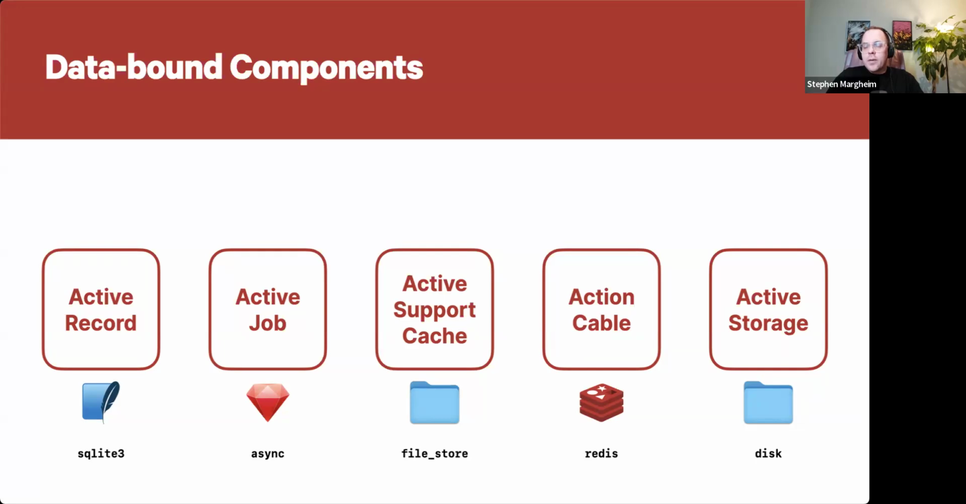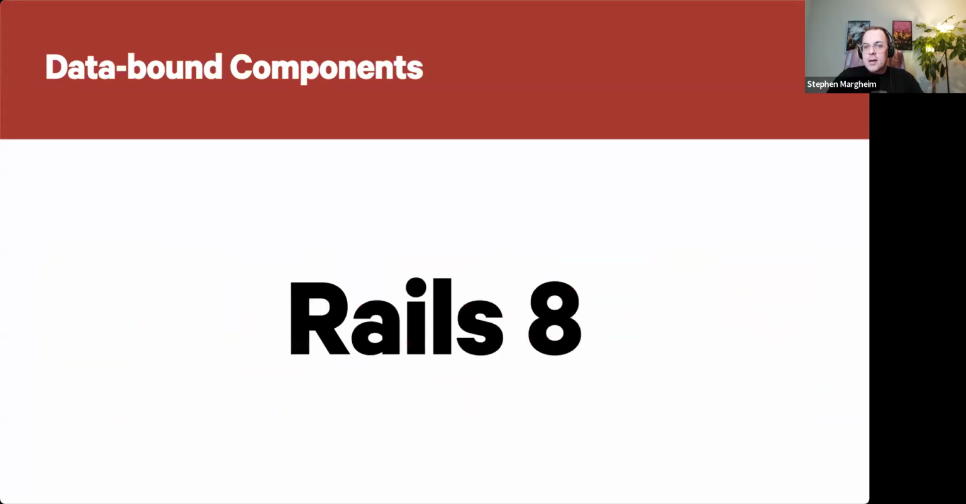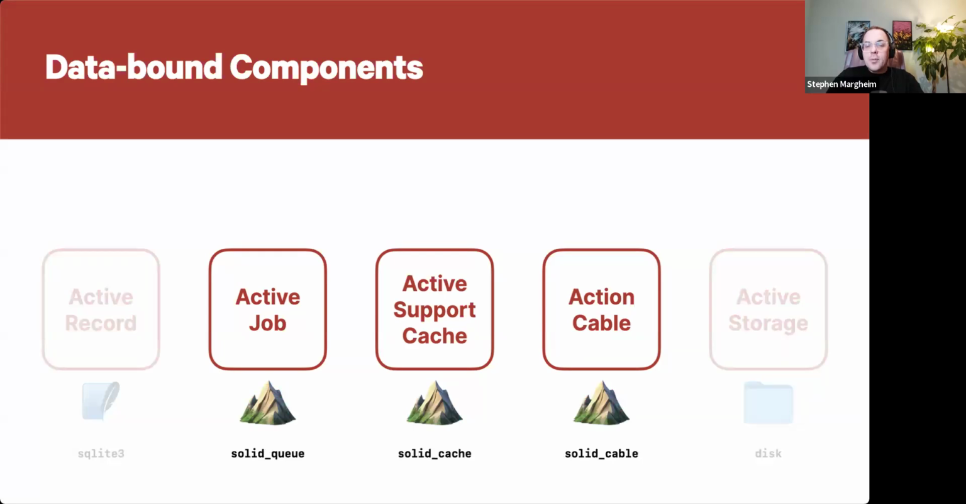And one of the primary focuses for Rails 8 was to make the default out-of-the-box experience for the data-bound components of Rails both production ready and plug and play. And that was unlocked by building out the trifecta of solid gems. So with version 8, when you run Rails new, you get a notably different set of defaults. The suite of solid gems provide production-ready defaults for these central data-bound components of Rails.